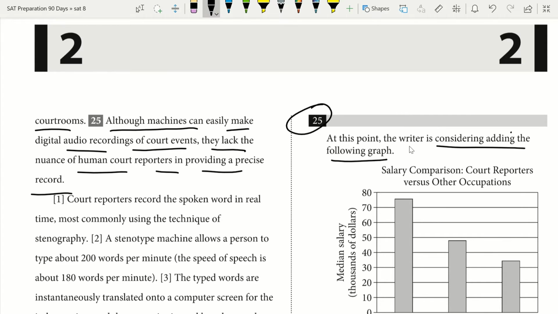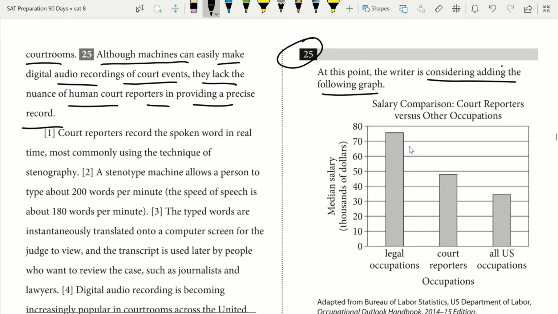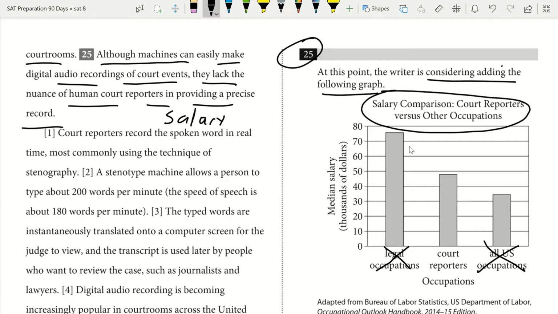All right, so now I take a look at the title of my graph. It says salary comparison, court reporters versus other occupations. Now one thing that jumps out to me right away is that I never talked about salary in my paragraph. Not once was money or salary discussed, nothing with compensation, nothing with comparing the job of legal reporters to other U.S. occupations or other legal occupations, really. It was only about court reporters. So that comparison doesn't make sense.